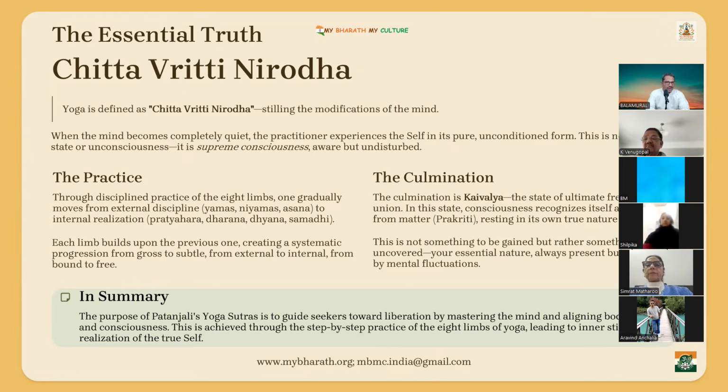So ultimately it is called Chitta Vritti Nirodha. Chitta means mind, Vritti means activities, Nirodha means controlling or mastering or stopping. So the purpose is to control the activities of the mind. If you control the activities of the mind, then only the spiritual progress will happen in the right direction. But to control the activities of the mind itself is a very big task. So this is the basis of all these texts.